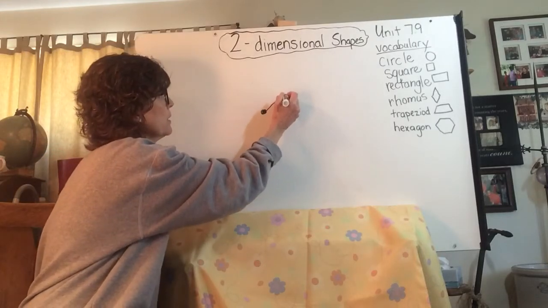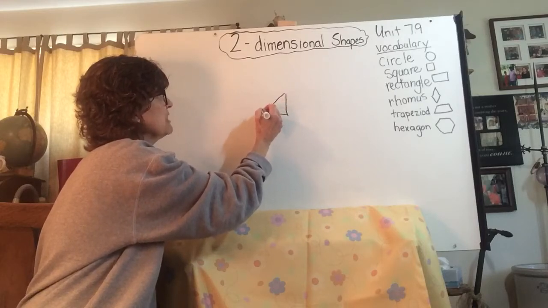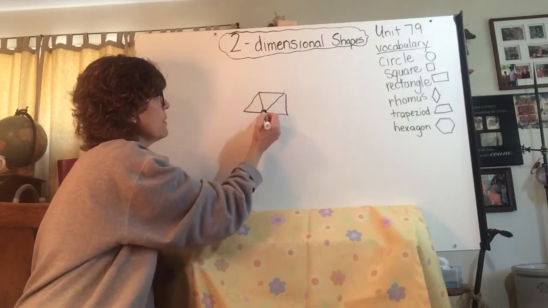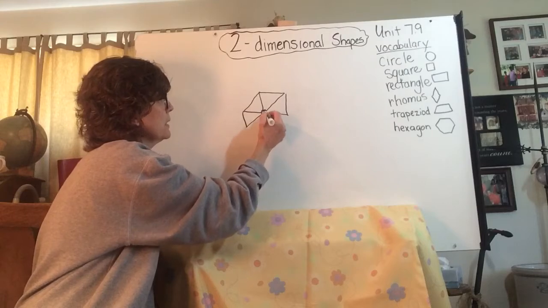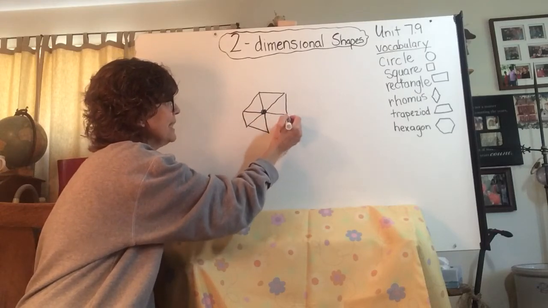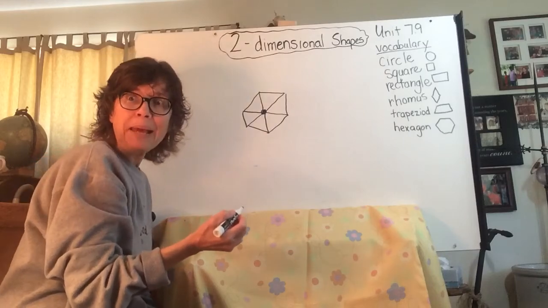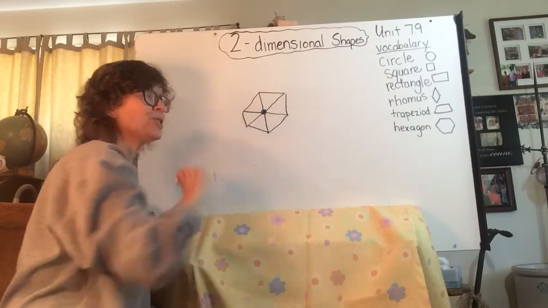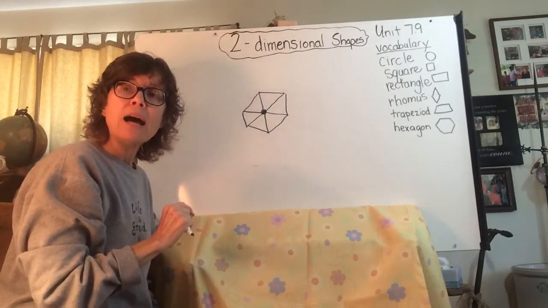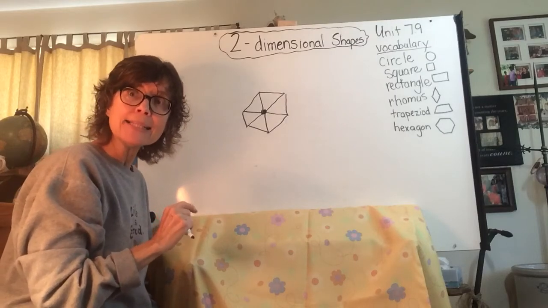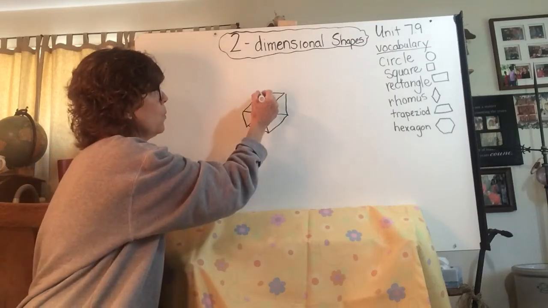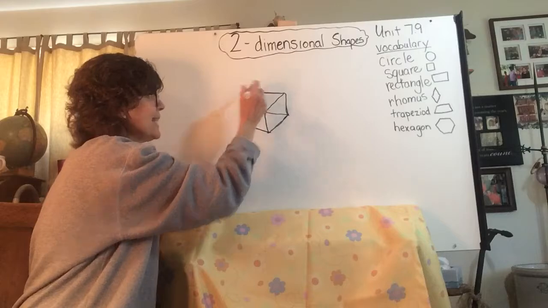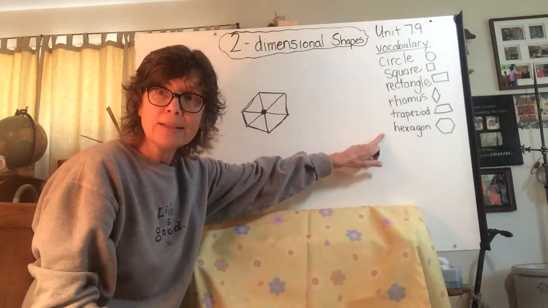Let me see. Here's 1, 2, 3, 4, 5, and just joining that one. Not bad. There's our 6 triangles. 1, 2, 3, 4, 5, 6 triangles put together makes a hexagon, and a hexagon has 6 sides. Let's double check I did it right. 1, 2, 3, 4, 5, 6-sided shape is a hexagon.